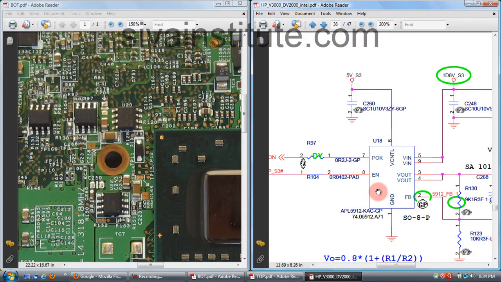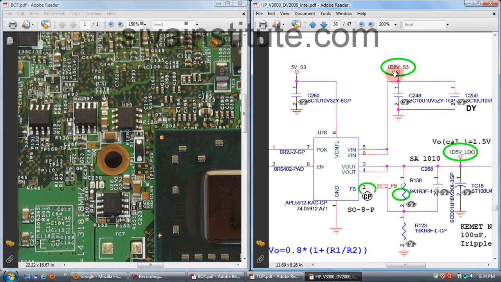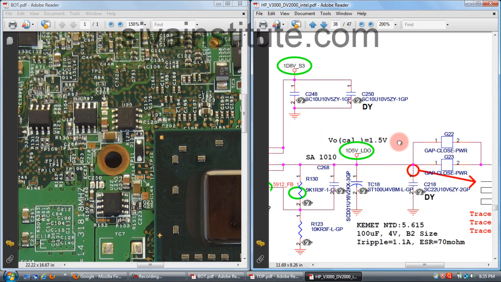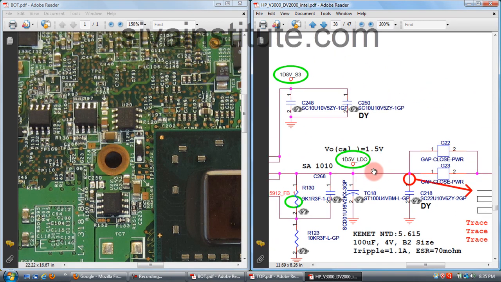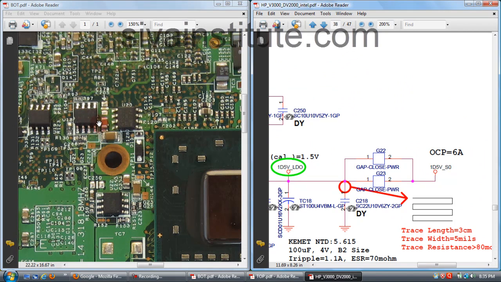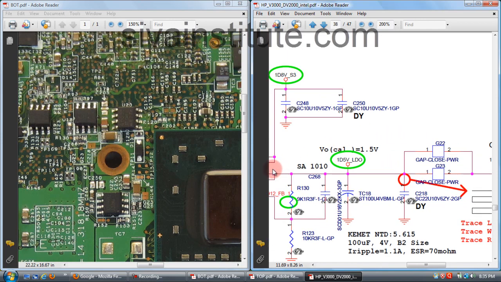Before enable voltage, we will give S3 5 volts supply to pin number 6, and S3 same 1.8 volt voltage to pin number 5 and 9. When you give these 3 voltages, this voltage comes out from this IC, 1.5 volts comes out from pin number 3 and 4. So this is 5 volts regulator, 1.5 volts regulator IC, 1D05 volts. This voltage comes out from this IC.